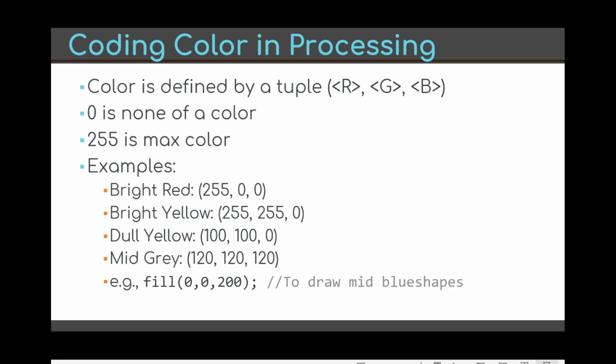Bright yellow, 255, 255, 0. Dull yellow, 100, 100, 0. Mid-gray, 120, 120, 120. So all the colors are in the same proportions, which makes something grayscale in this scheme. And this is what the fill command takes. The fill command is what the internals of your circles, rectangles, and ellipses are. In this case, the fill that would be set for your subsequent drawing would be no red, no green, and 200 out of 255 blue.